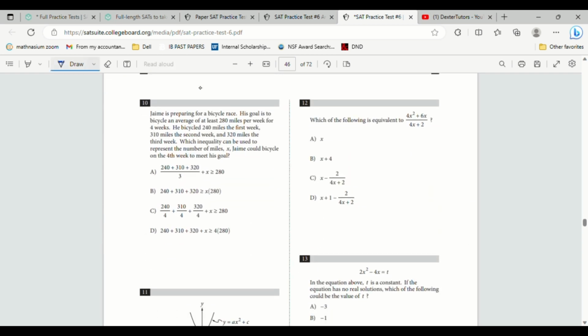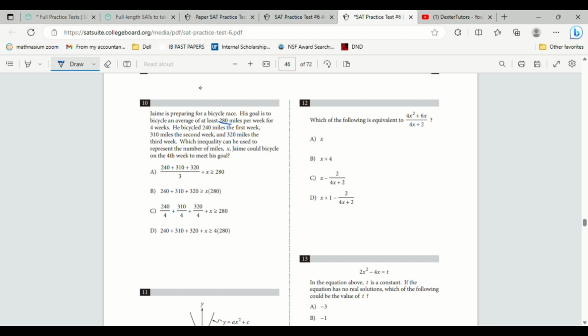Number 10, Jamie is preparing for a bicycle race. His goal is to bicycle an average of at least 280 miles per week for 4 weeks. He bicycled 240 miles the first week, 310 miles the second week, and 320 miles the third week. Which inequality can be used to represent the number of miles x Jamie could bicycle on the 4th week to meet his goal? So what we're doing is we need to figure out an average. So we're trying to average at least 280 miles. And the question gives us 3 of those numbers and asks us to find the 4th.